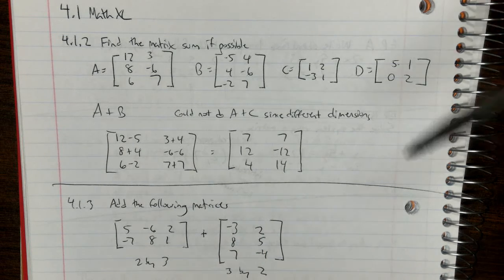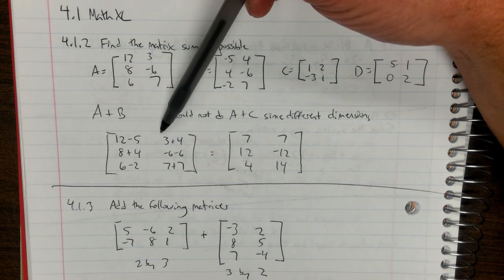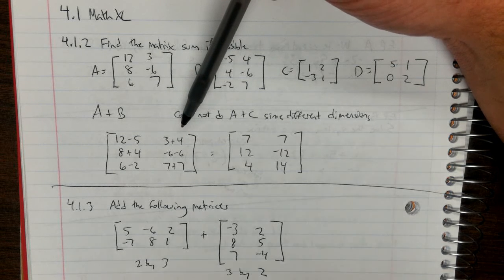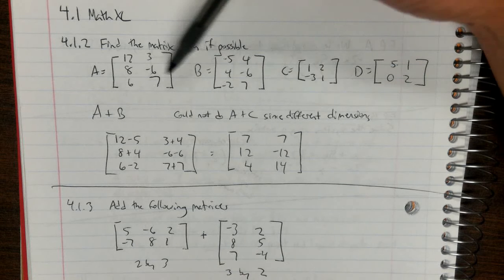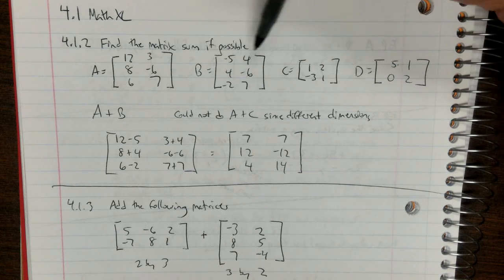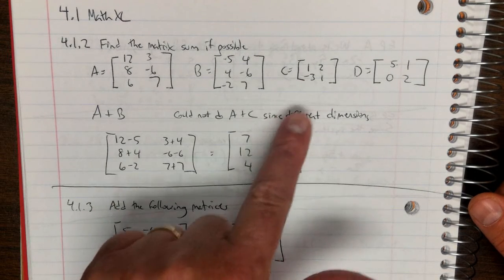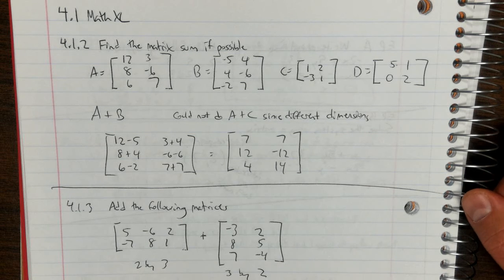So I don't usually write this step. I just do it mentally, or I do it on the calculator. And I'll show you a later problem about how to do it on the calculator. The other thing I wanted to mention is this is a 3x2 and this is a 2x2, so you could not do A plus C, for example, because they would be different dimensions.